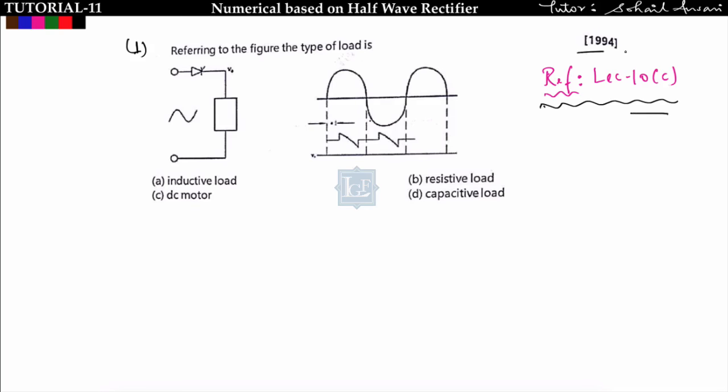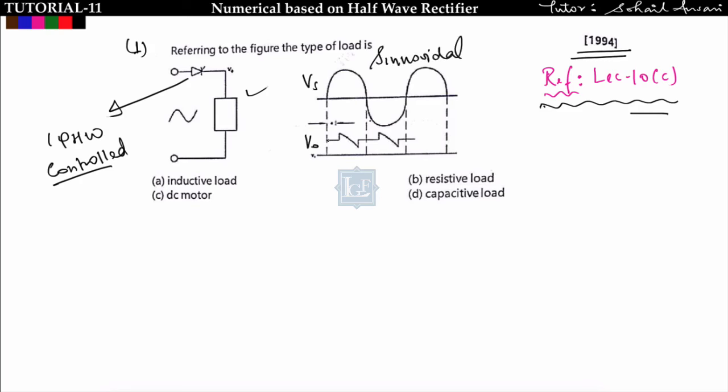This has been asked in GATE 1994. Referring to the figure, the type of the load is, see, this is the single phase half wave controlled rectifier, right? And we have to find the load by seeing the output waveform. This is the output waveform and this is the source supply voltage. So supply voltage is sinusoidal and we are getting output voltage like this. You can see my lecture number 10C where I get the output voltage like this. So this is the RLE type of load, which I have already discussed in lecture number 10C. RLE type of load is nothing but DC motor load. So option C is correct.